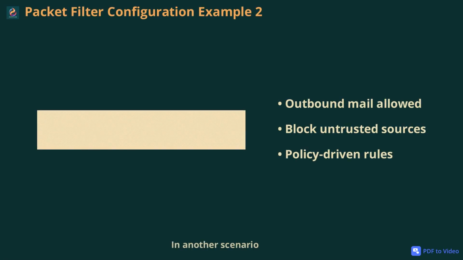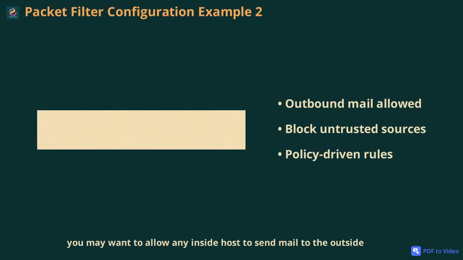In another scenario, you may want to allow any inside host to send mail to the outside. This requires a different set of rules, permitting outbound connections to port 25 while still blocking untrusted sources like Spigot.